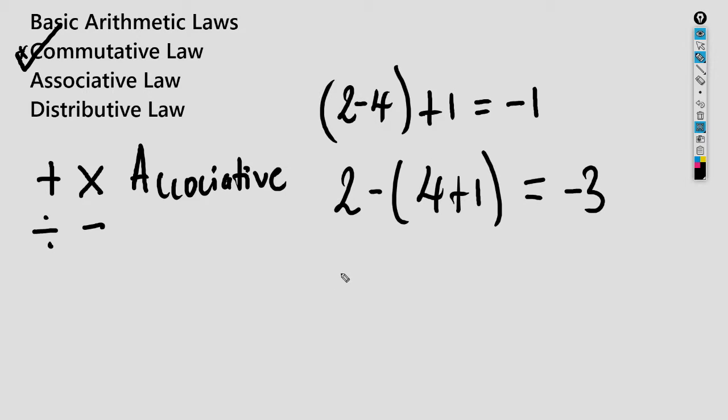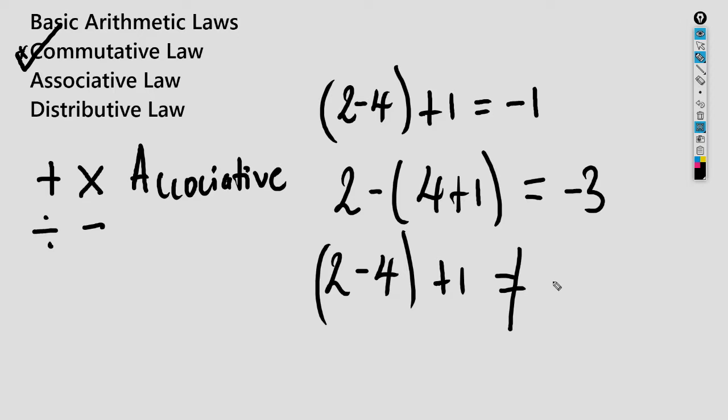So you can see that they're not the same. They're not the same at all. I'm going to put not equal to 2 minus 4 plus 1. Because you have to do the brackets first and you end up with something totally different just by the brackets changing. So you can't just change the brackets in the subtraction case if there's a subtraction in the equation.